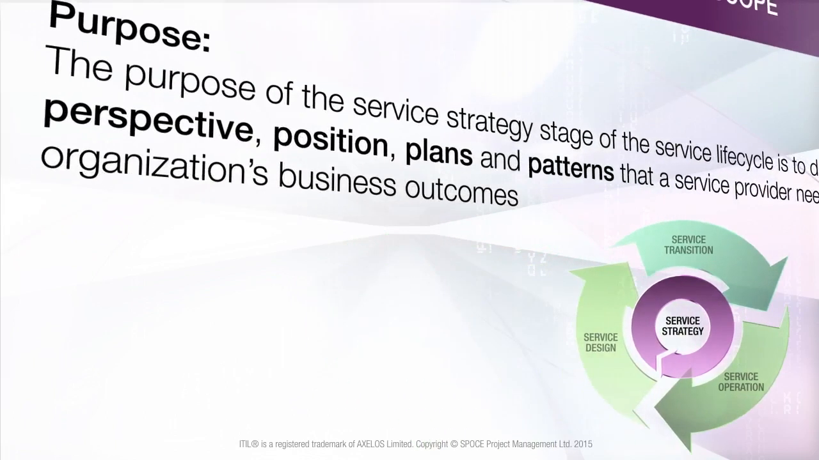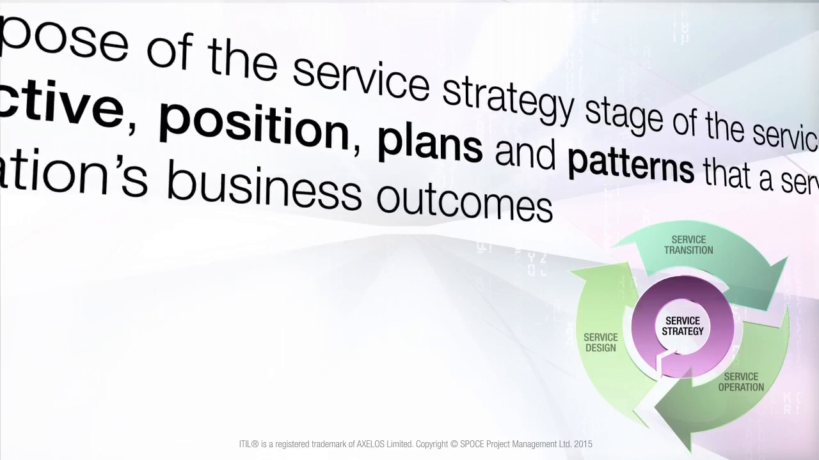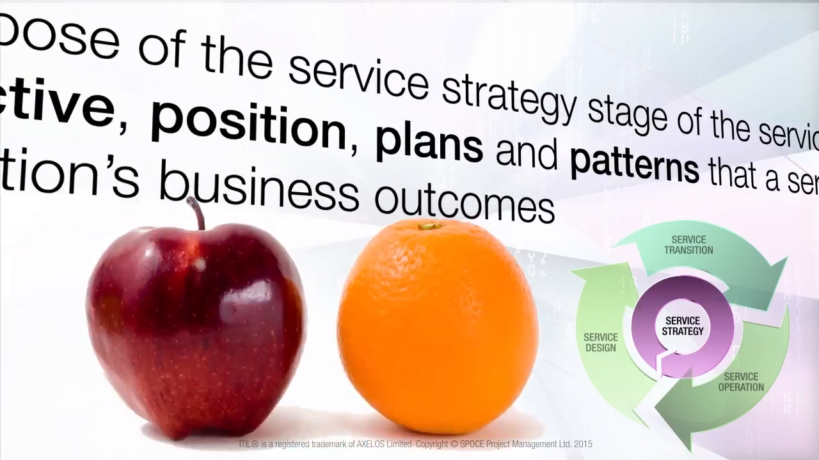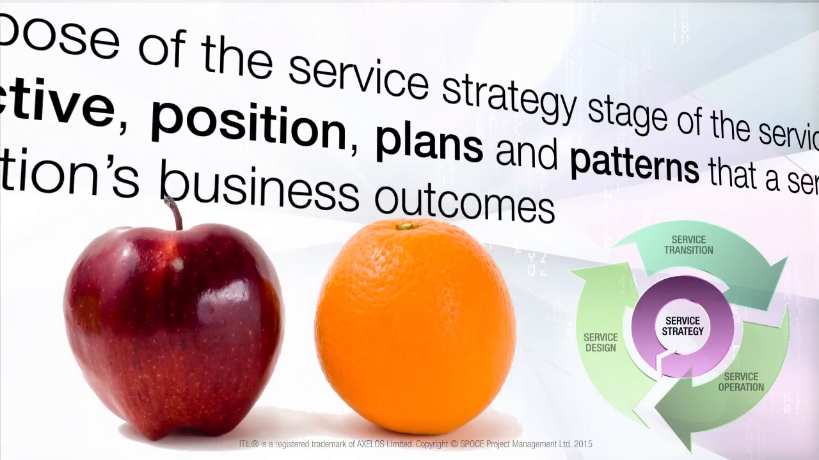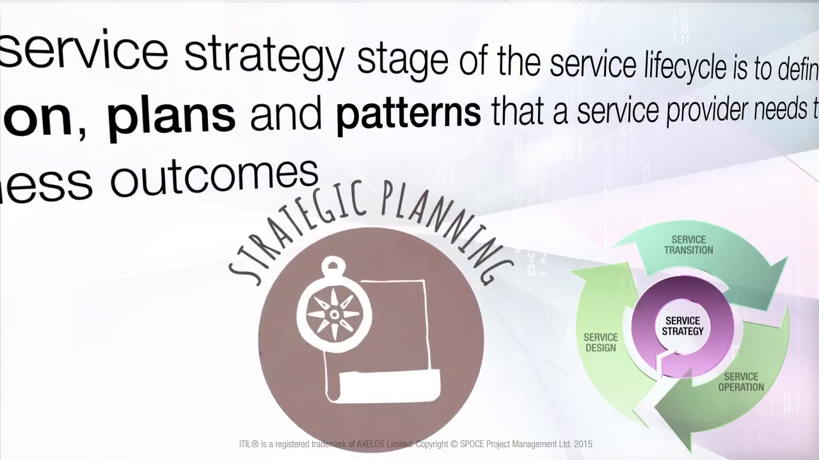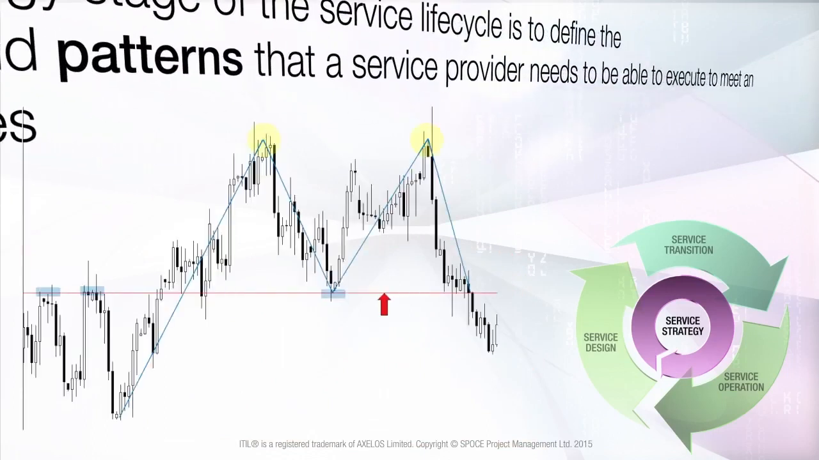The perspective defines for a service provider its overall direction, values, beliefs and purpose, and at a high level how it intends to achieve these. The position defines how the service provider will be differentiated from other service providers in the industry, for example on quality or cost terms. The plan identifies how the organisation will achieve its objectives, vision and position. The pattern of action is how an organisation works.